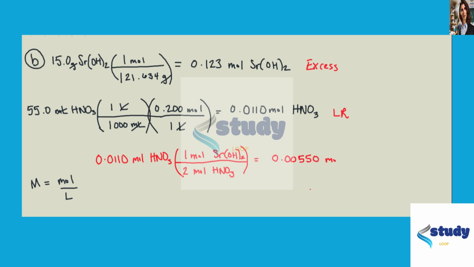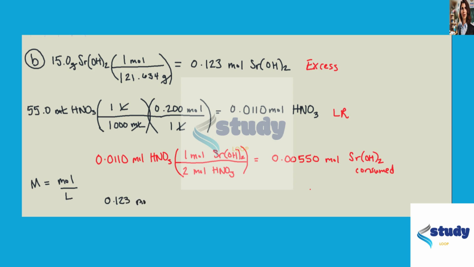So what this means is I'm going to have 0.00550 moles of Sr(OH)2 consumed. Remember, this is the reactant that's in excess, so I have to figure out how much of it I consumed and how much is left over. All of my nitric acid is going to go away. I'm going to use up all of that reactant, and I'm going to use up only 0.00550 moles of strontium hydroxide.